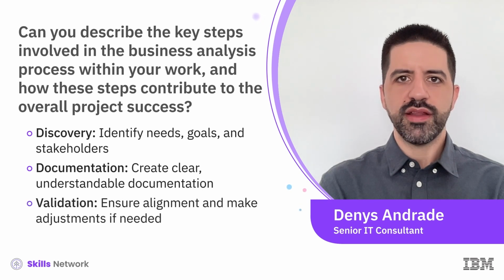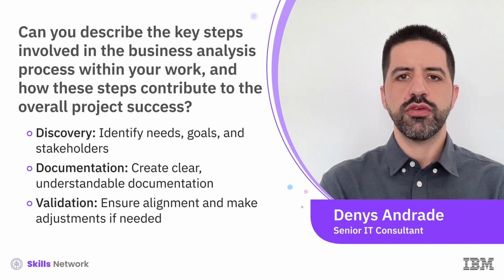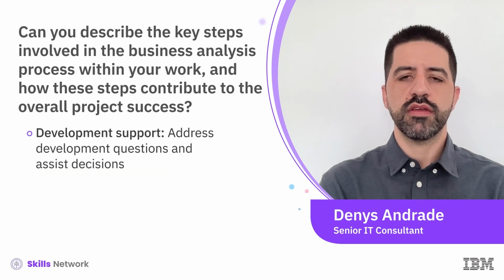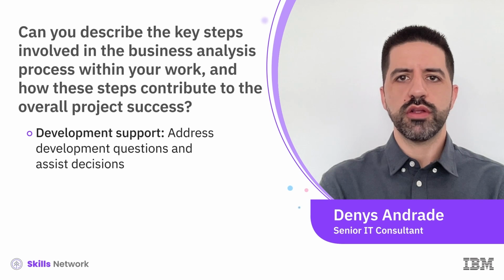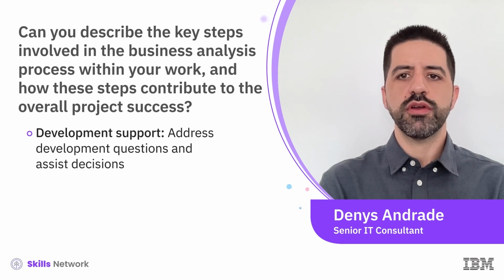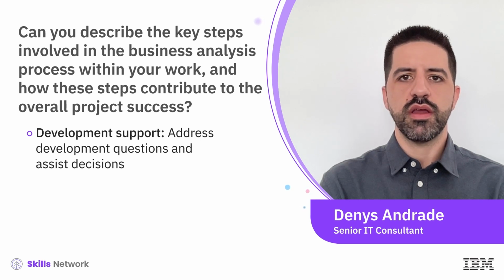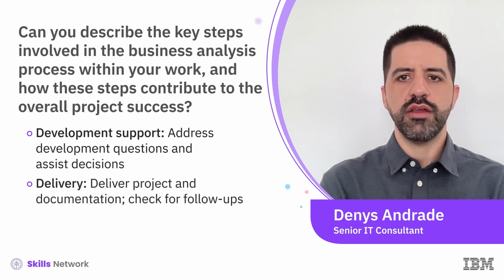Step 3, validation. Validate with both areas whether it was possible to understand what was requested and whether any adjustment or changes are needed. Step 4, development support. Clarify any doubt that may arise during the development and always be close to the business in the decisions. And finally, step 5, delivery. Delivering the project along with the documentation and checking for any new project that may arise from what has been done.